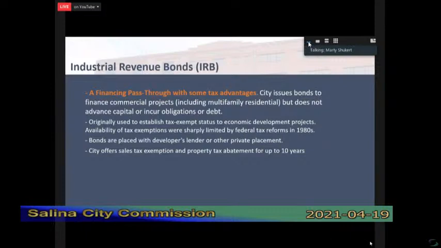So right now, the IRBs are mainly a convenience and an exemption from certain kinds of taxes as a matter of policy. They're not so much the federal tax exemption tool that they were prior to the 1980s.